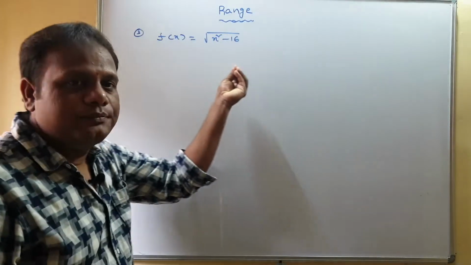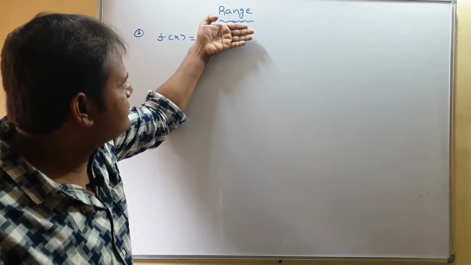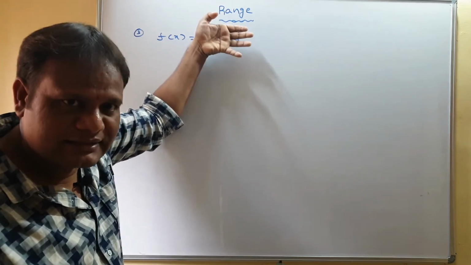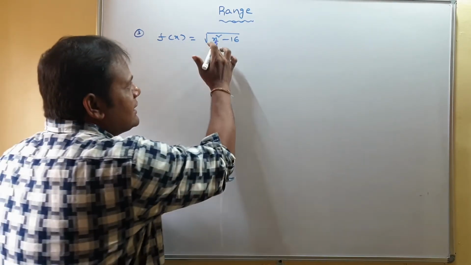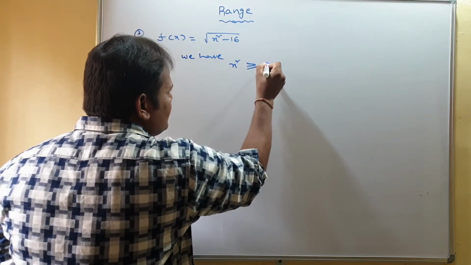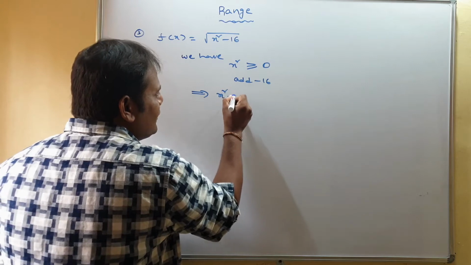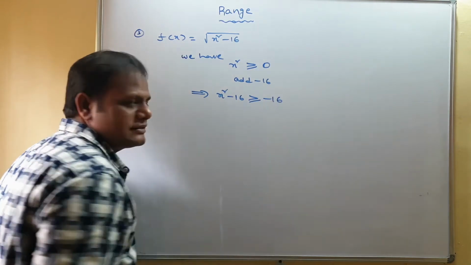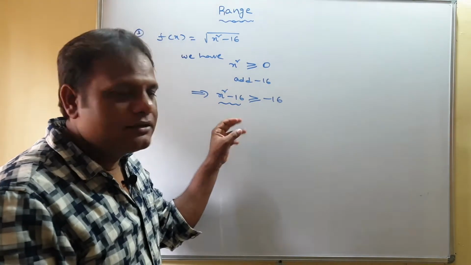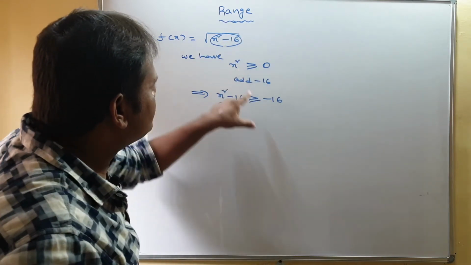Is it clear? See, suppose the function is f of x equal to root of x square minus 16. You know that this total value is the output of the function. So to get the range, we have to find all the values of this right hand side. Here we have x square minus 16. We have x square always greater than or equal to 0. Add minus 16. What we get is x square minus 16 is greater than or equal to minus 16.